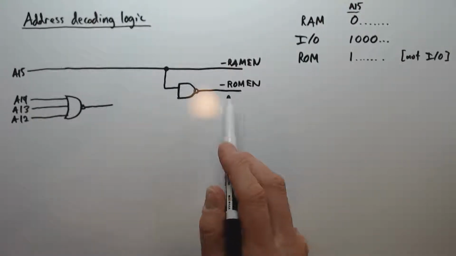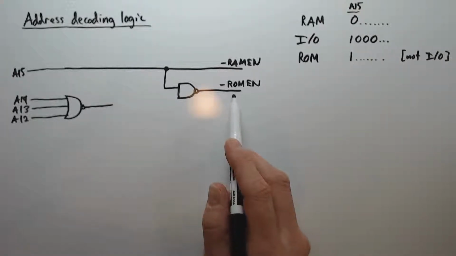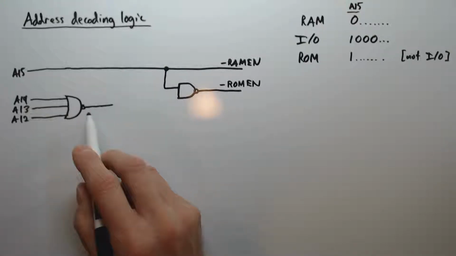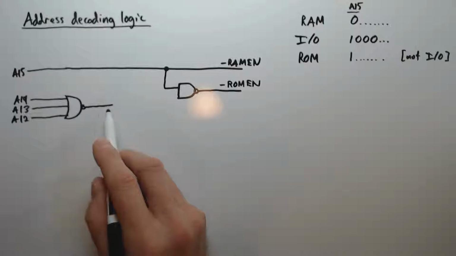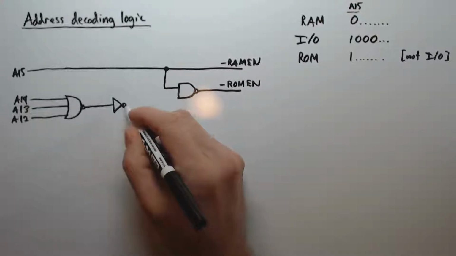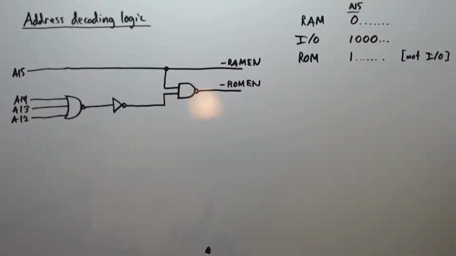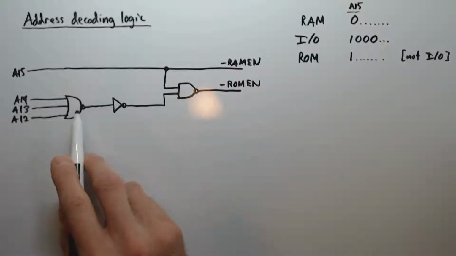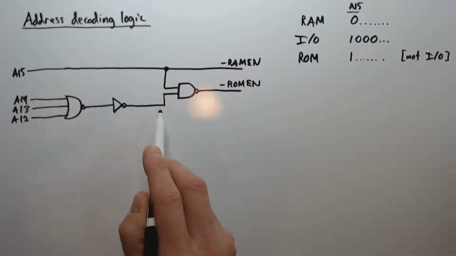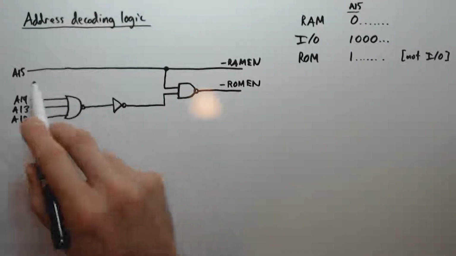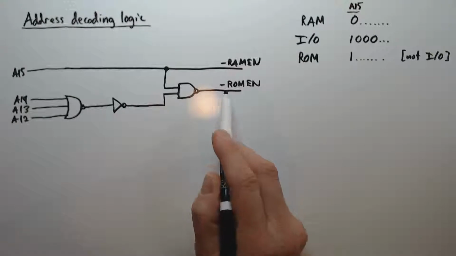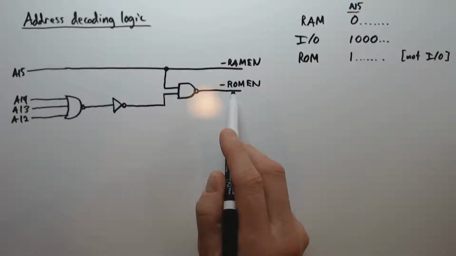But we also only want this output to be low if the I/O region is not being accessed. So we know that this signal is going to be high when the I/O region is being accessed. So if we stick an inverter on this output and feed it into the NAND, if the I/O region is not being accessed, then we'll get a low here, a high here, and that in conjunction with A15 being high is going to generate a low signal here. So there is our logic to generate the active low enable for the ROM.